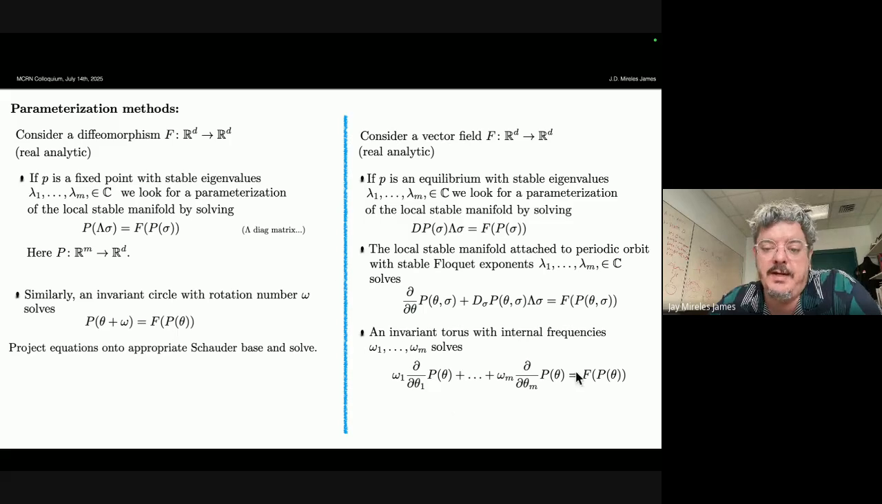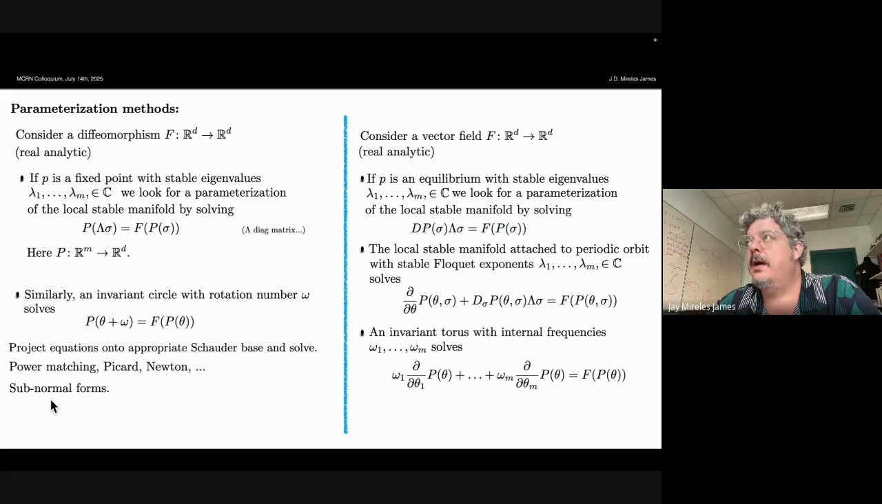Okay, so once you write down these equations, if you wanted to do some numerics based on these, the short description of what you might do is you project these equations onto some Schauder basis, maybe a Fourier basis, or some Taylor basis, or finite element, or whatever basis you're trying to work with numerically, and then you try to solve those projected equations. You might do that with some power matching argument or a Picard scheme or some Newton method. It depends. All of these ideas are available to you.